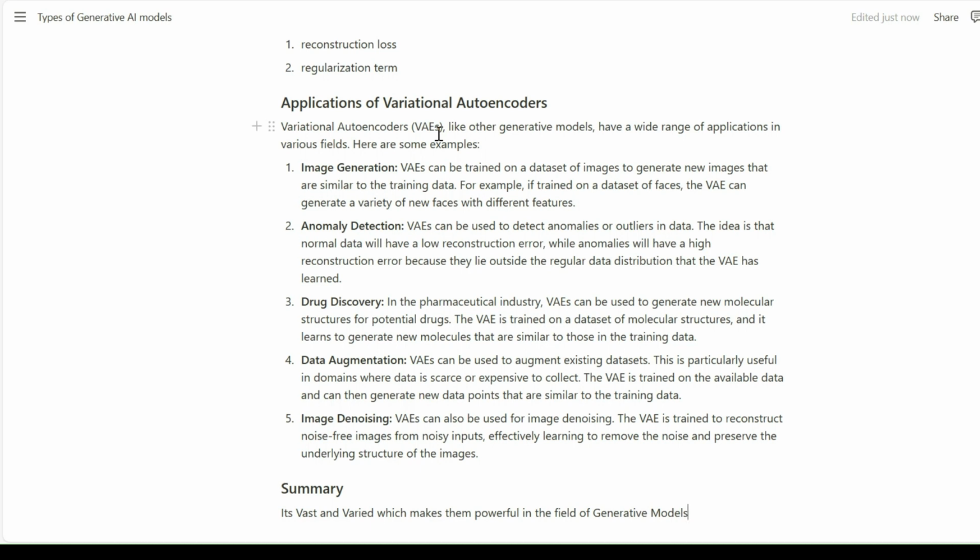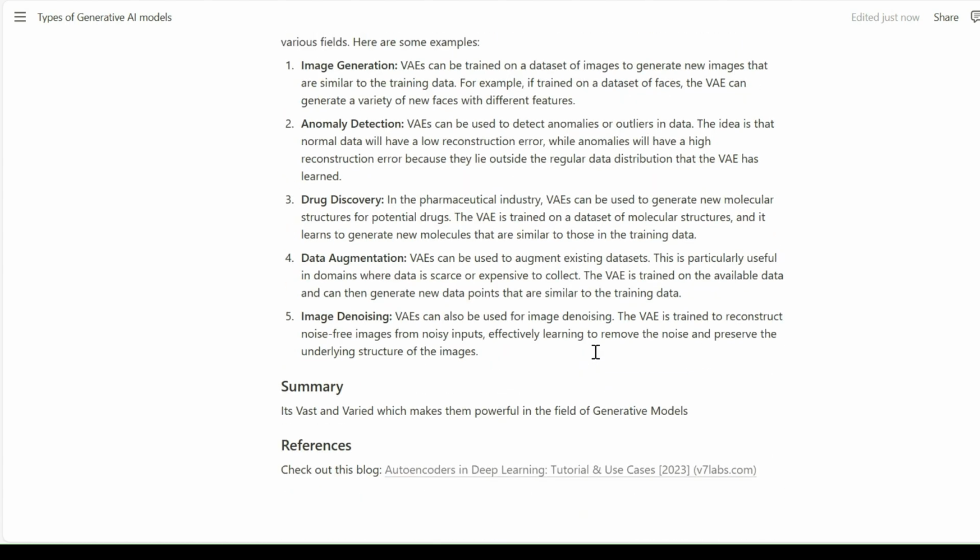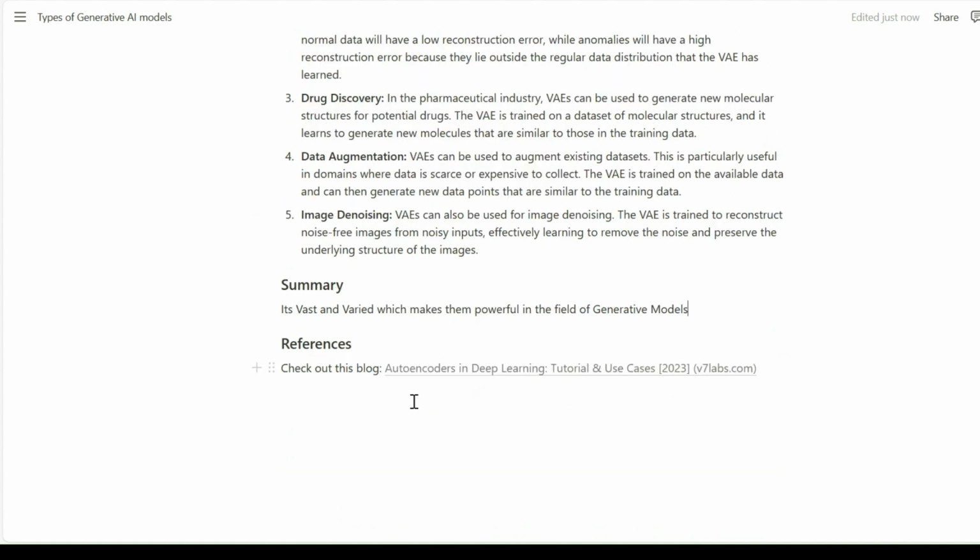VAEs can also be used for image denoising. The VAE is trained to reconstruct noise-free images from noisy inputs. We have seen here an example. This is a noisy image, and it denoises that image. So the applications of variational autoencoders are vast and varied, which makes them powerful in the field of generative AI models. If you want to learn more, you can check out this blog. I can put this link in the description.